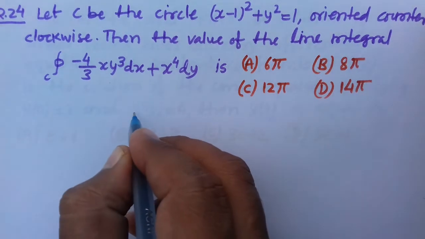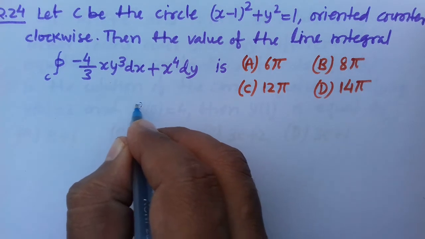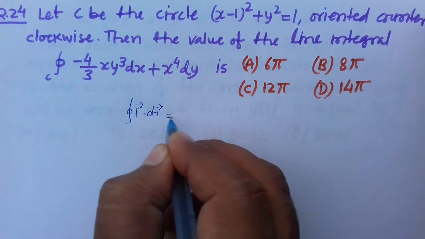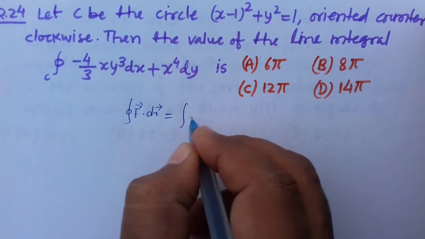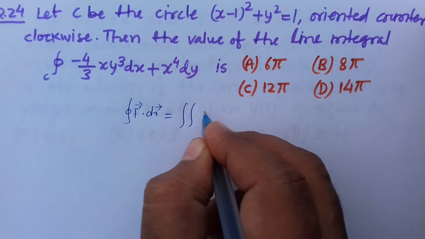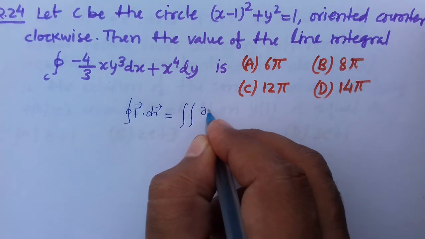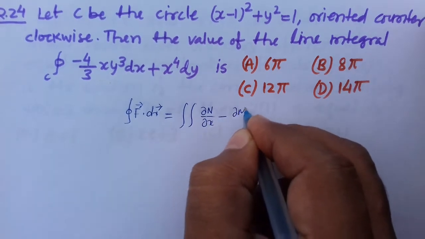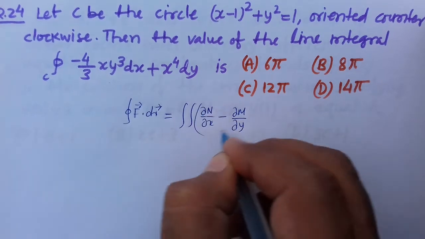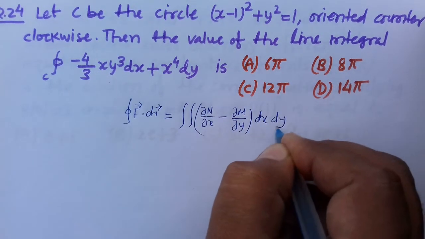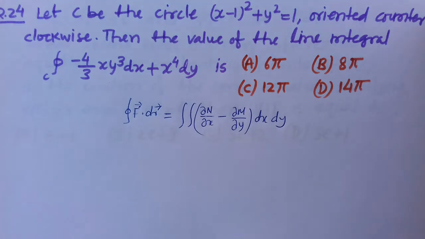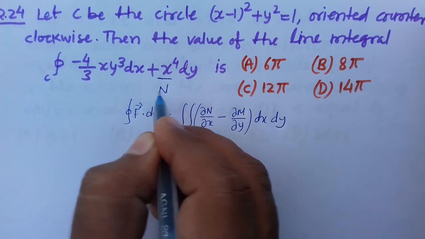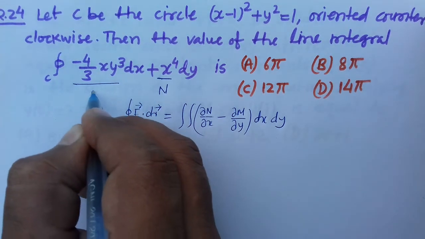According to Green's theorem, we know that line integral and surface integral are related to each other. The formula is the double integral of ∂N/∂x minus ∂M/∂y dx dy. Here this x to the power 4 is N and this thing is M.